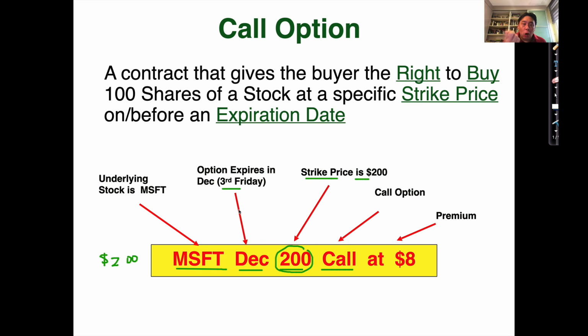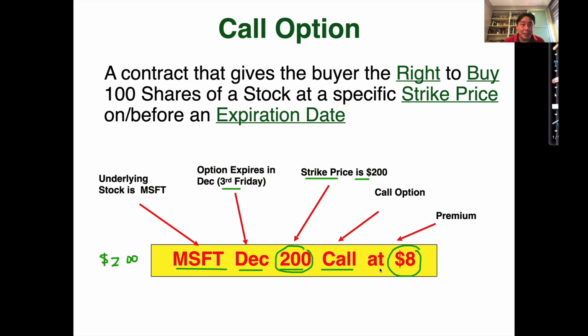So by buying this option, you have to pay a premium to the person who sold you this call option. And this premium, for example, would be $8. So this premium would only be a small percentage of the strike price. In this case, about 4%.